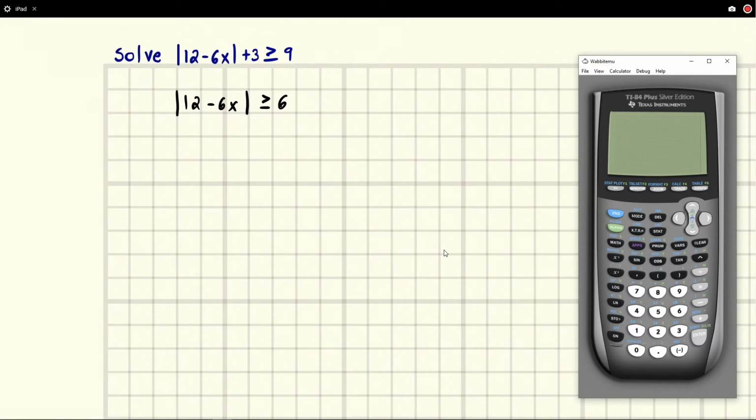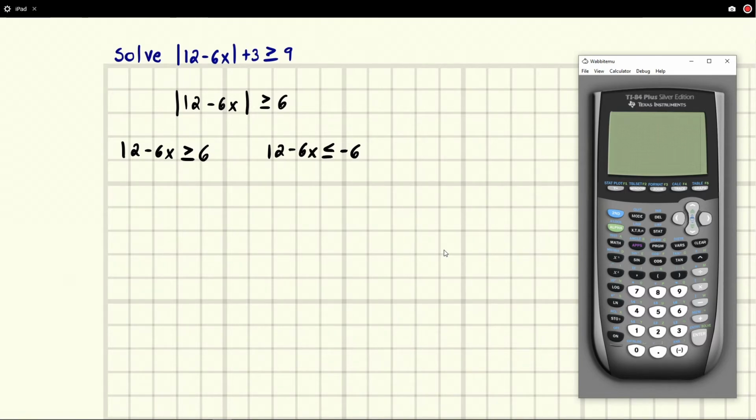So we can say two things. First, 12 minus 6x greater than or equal to 6. That's true because if we had 7, it's greater than 6, which is exactly what we want. Now we also want 12 minus 6x less than or equal to negative 6, because if we had negative 7, that's less than negative 6. That would make this one true, and it would also make the absolute value, when we get negative 7 becoming positive, bigger than 6. So this is the second inequality that we want.